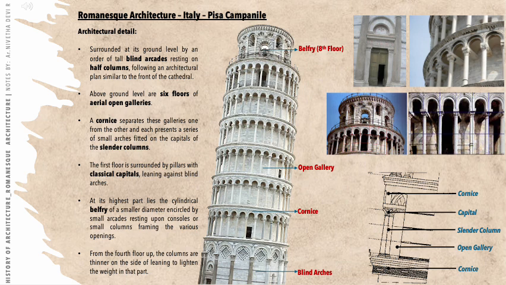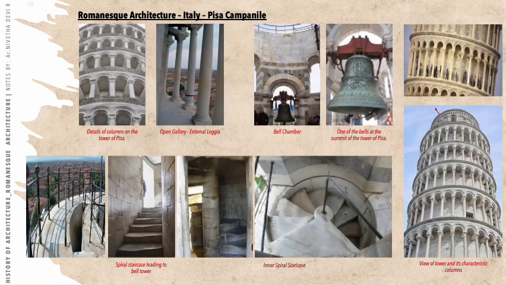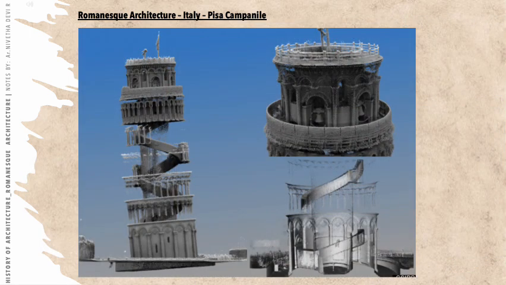The first floor is surrounded by pillars with classical capitals, leaning against blind arches. At its highest part lies the cylindrical belfry of a smaller diameter encircled by small arcades resting upon consoles or small columns framing the various openings. From the 4th floor up, the columns are thinner on the side of the lean to lighten the weight in that part. Interior and exterior views of Pisa Campanile. Sectional view and bell tower details of Pisa Campanile.